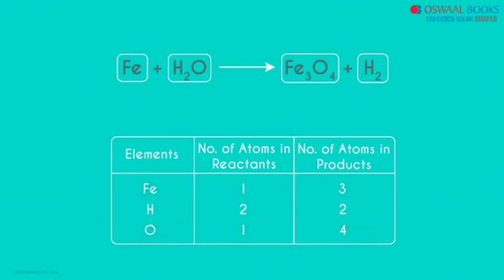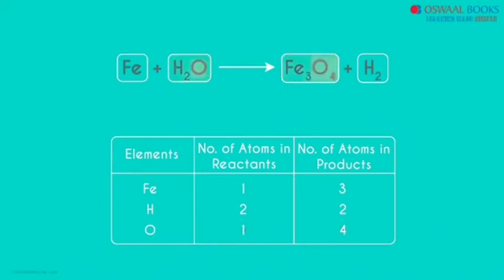Look for the atom which is maximum in number on any side. If we look at this table, the maximum number is 4 and it's on the right. Oxygen in this compound has 4 atoms. So our first aim will be to balance the oxygen atoms. On the right, it's 4 and on the left, it's 1.